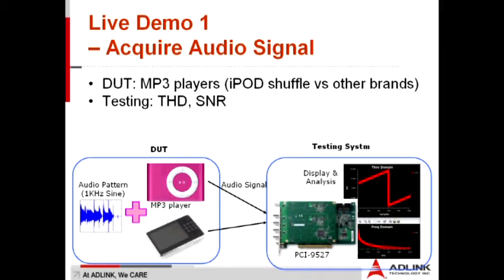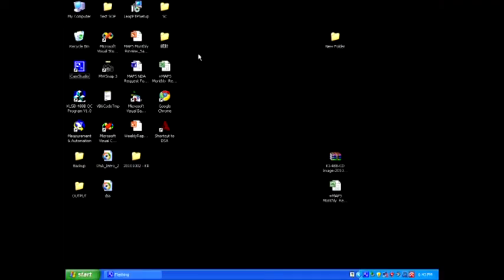The standard audio frequency testing file has been placed on both of these MP3 players. Here we use the standard 1 kHz sine wave as our testing audio frequency. By sending the audio frequency signal from the MP3 player to PCI 9527 and by using the dynamic signal assistant, we'll acquire and analyze the audio frequency quality. Now let's start the dynamic signal assistant.